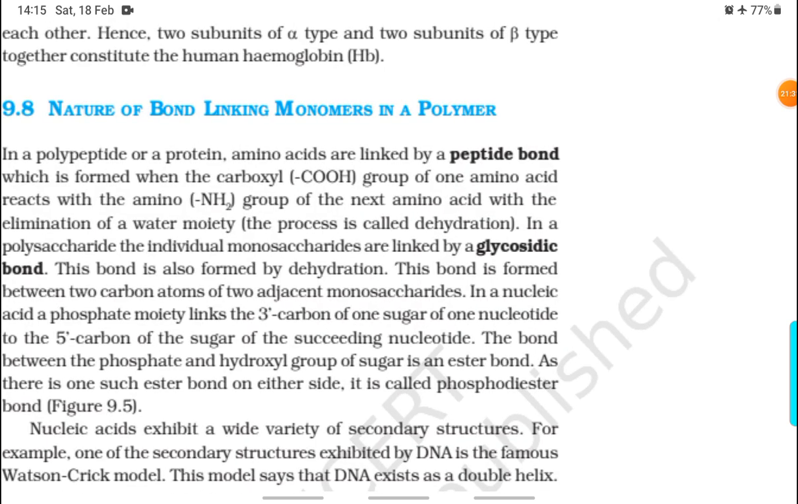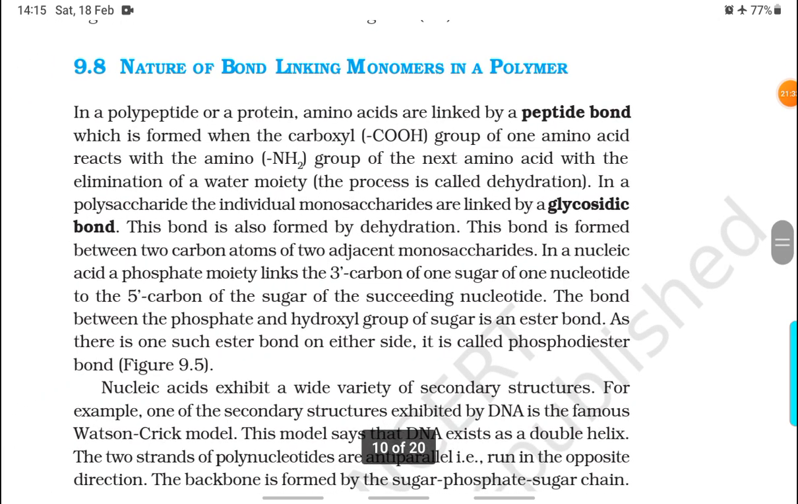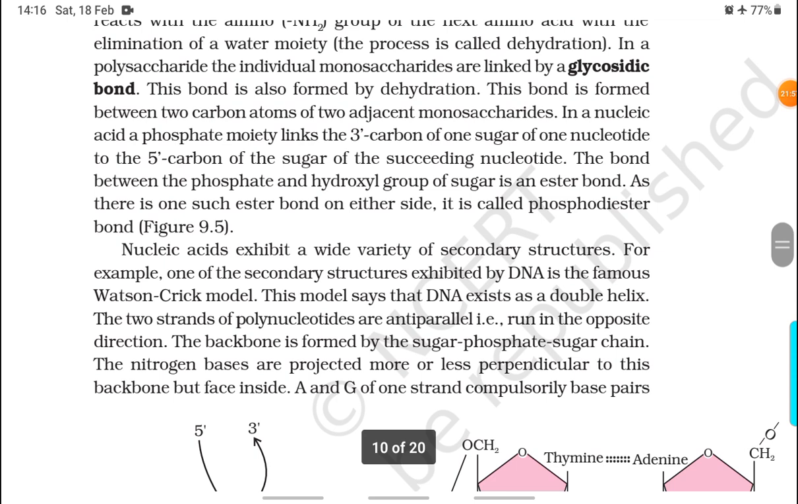In a nucleic acid, a phosphate moiety links the 3' carbon of the sugar of one nucleotide to the 5' carbon of the sugar of the succeeding nucleotide. The bond between the phosphate and the hydroxyl group of the sugar is an ester bond. As there is one such ester bond on either side, it is called a phosphodiester bond. Nucleic acids exhibit a wide variety of secondary structures. For example, one of the secondary structures exhibited by DNA is the famous Watson-Crick model.